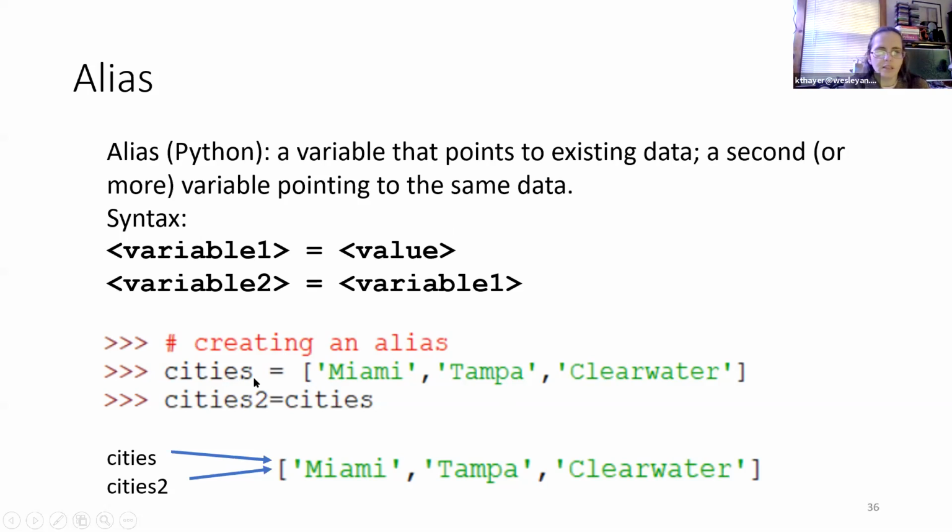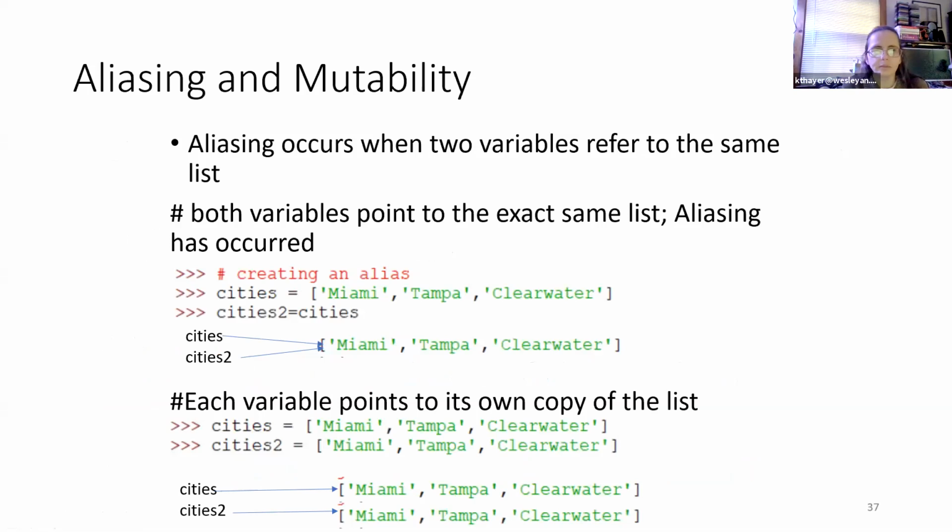So if we have cities equals Miami, Tampa, and Clearwater, and cities 2 equals cities, you see that now we have two things that point to the same thing. So you have cities and cities 2, both pointing to the same data. So if things are pointing to the same data and that original data gets changed, then when we ask what is the value of each of those aliases, they will both report back the same thing. But if they're in fact pointing to different data, then you can update them independently. And so by changing one, you wouldn't change the other.